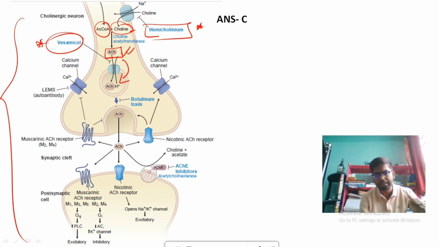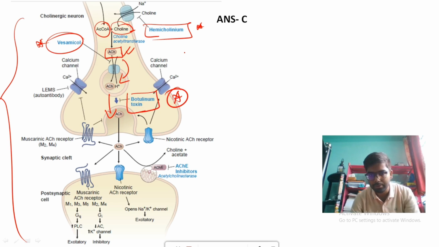Whereas after storing into the synaptic vesicle, upon activation, it will release this acetylcholine into the synaptic cleft. Again, this process of release is inhibited by botulinum toxin. Okay, these 3 inhibitors are very, very important for the cholinergic system.